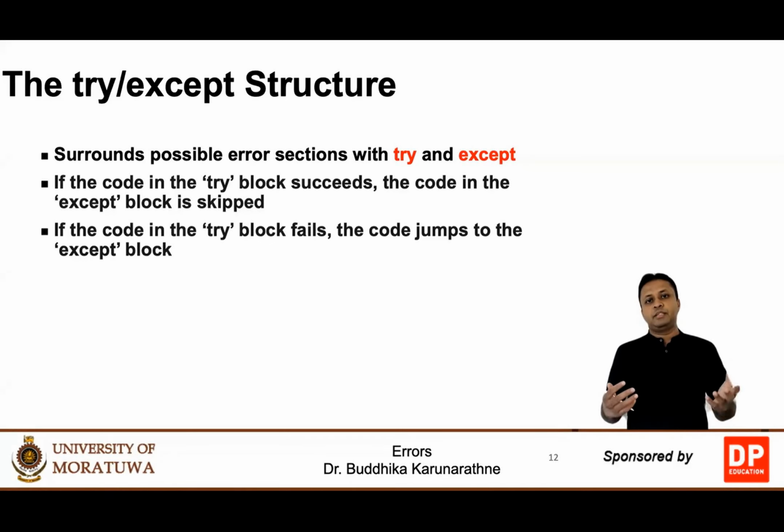We can put the so-called dangerous code into the try block. That means you are anticipating an error in that section of the code. That's why we call it the dangerous code. In the case where the error actually occurs, the program jumps to the except block and executes what's inside that block and moves on with the program.